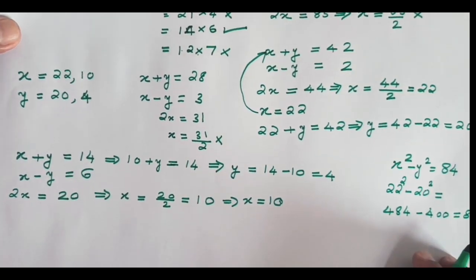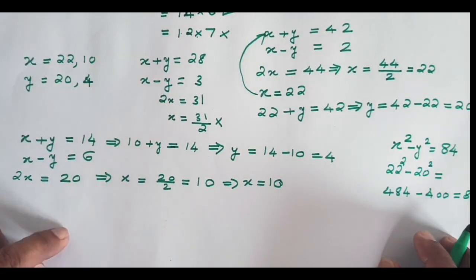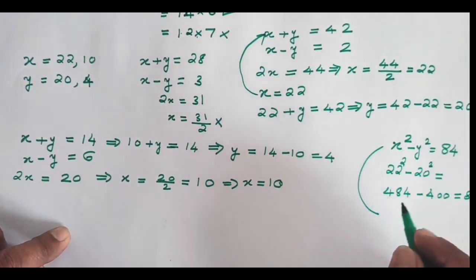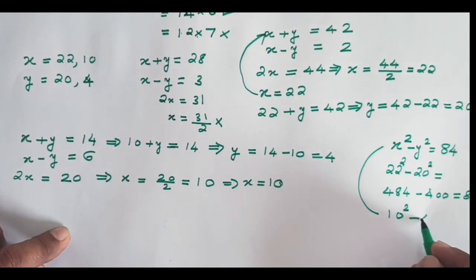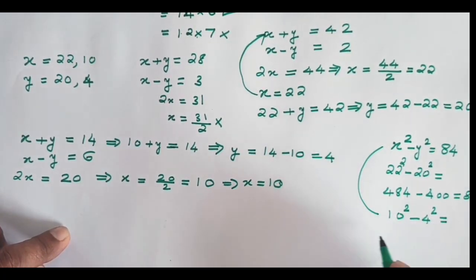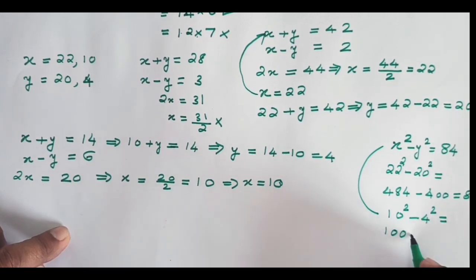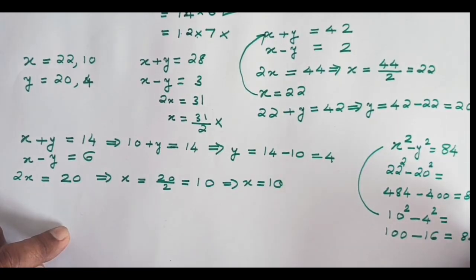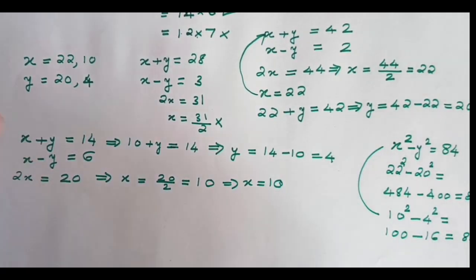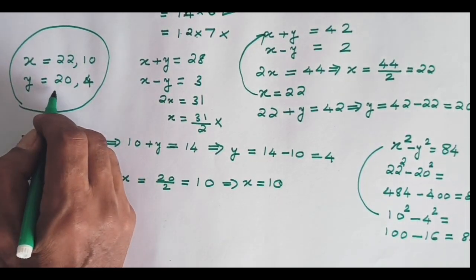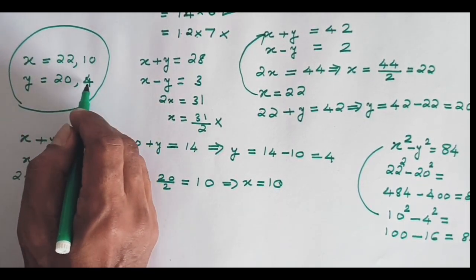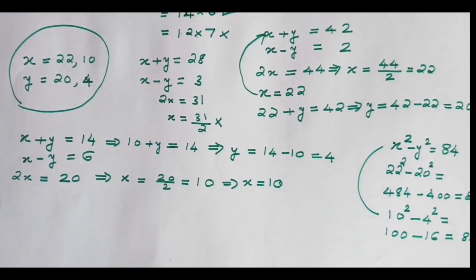Similarly, to verify the other pair of solutions, which is 10 and 4, what do we do? Put x equal to 10. You get 10 squared. Put y equal to 4. That is 4 squared. Now 10 squared is what? 100. 4 squared is 16. 100 minus 16, 84. So that was the other pair of solutions. So finally, what do you observe? These are the solutions. x equal to 22 and y equal to 20. x equal to 10 and y equal to 4. These are the two pairs of solutions of the given equation, x squared minus y squared equal to 84.